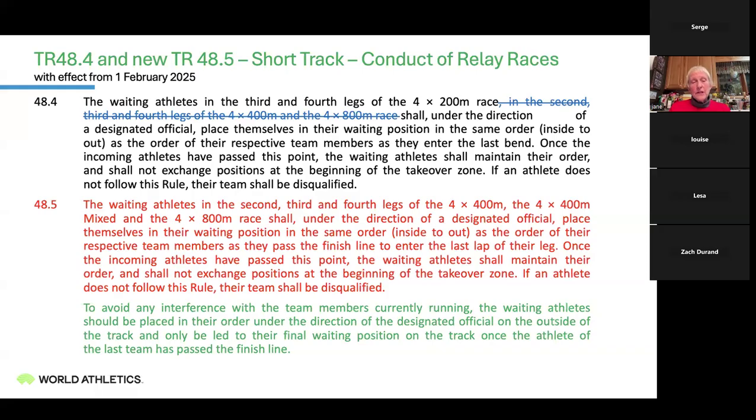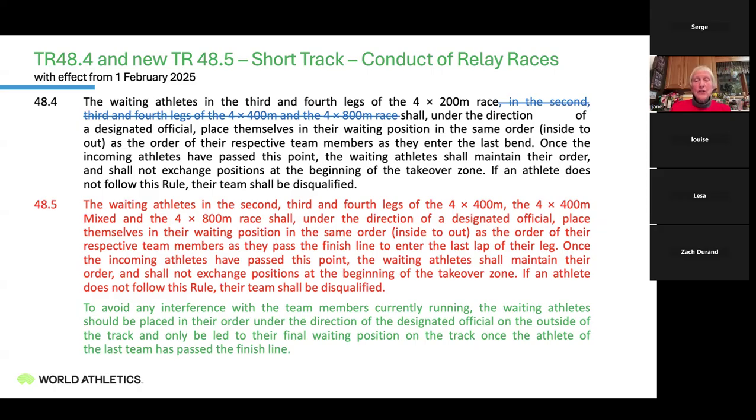If an athlete does not follow this rule, their team shall be disqualified. To avoid any interference with the team members currently running, the waiting athletes should be placed in their order under the direction of the designated official on the outside of the track and only be led to their final waiting position on the track once the athlete of the last team has passed the finish line.